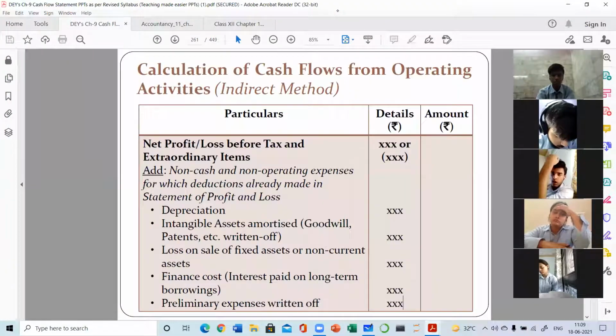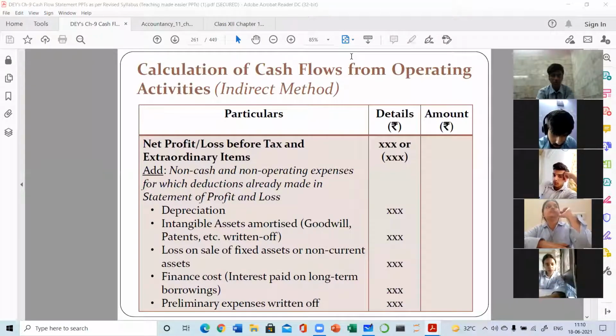Similarly, the non-operating expenses, like interest. Interest paid on any loan, whether it is a short-term loan or a long-term loan, while making profit and loss account, we have subtracted the interest already. But that is not an operating expense. Already I have explained you that interest paid is a financing activity. It is also known as finance cost. In statement of P&L, we had studied interest as finance cost. So interest will also be added back.